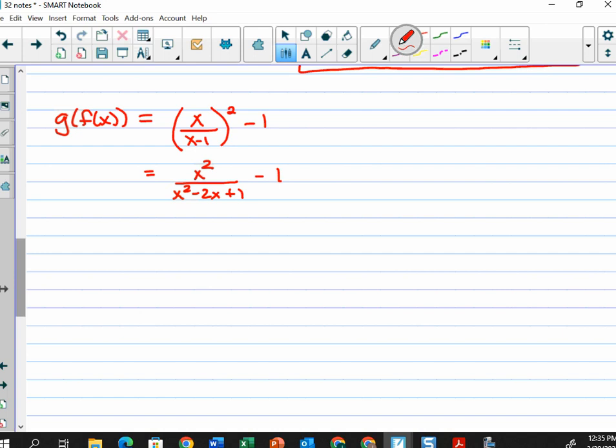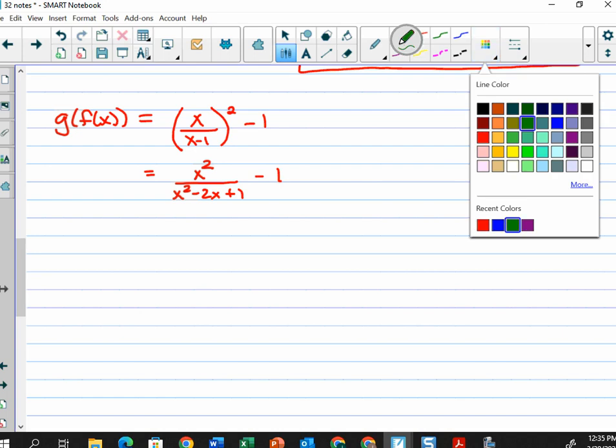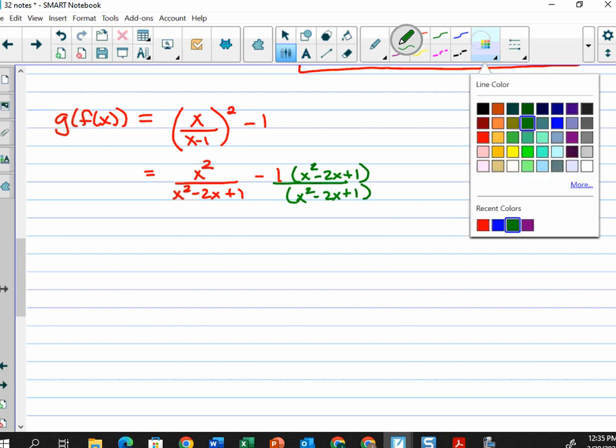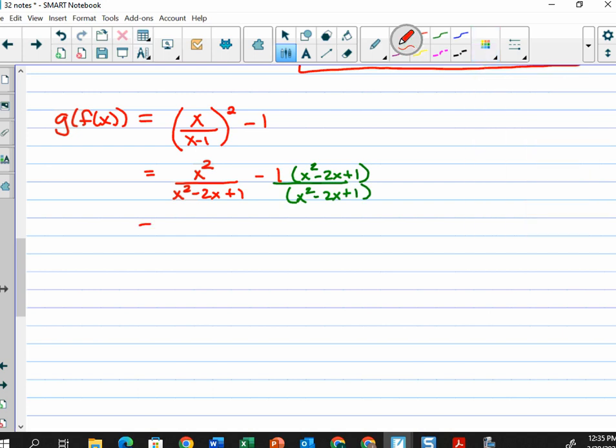Okay, the minus 1. Can I just kind of like smush it into the fraction? Why not? We can. So I need a common denominator. So I have to multiply by this whole thing. Okay. We're going to write this as one fraction. So the x squared is just there. Why is x squared? That's the denominator.